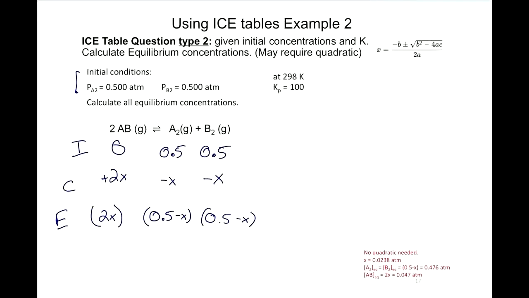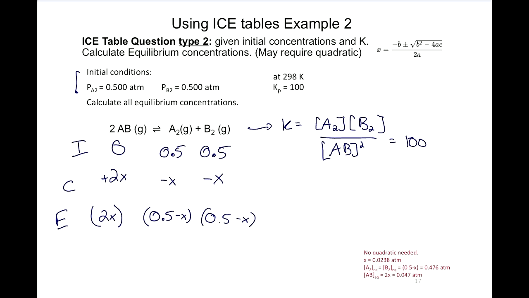What's the next step? E into K. Put the E line into the K expression. So I usually like to write the K expression. K is still products over reactants as written. So we have A concentration, B concentration over AB concentration, but it's squared. And this is equal to 100 in the way it's written.